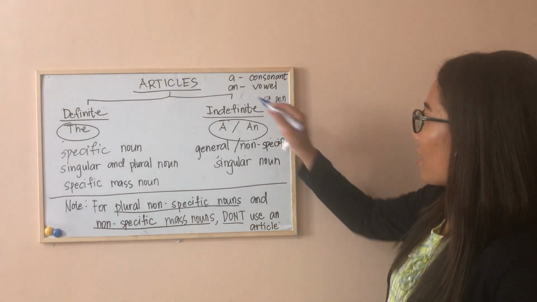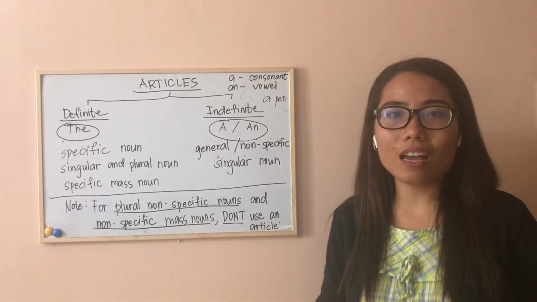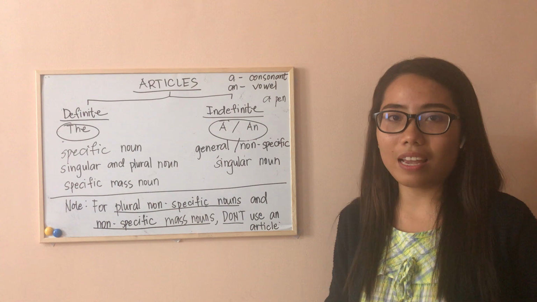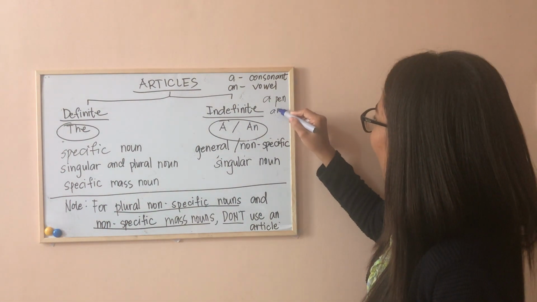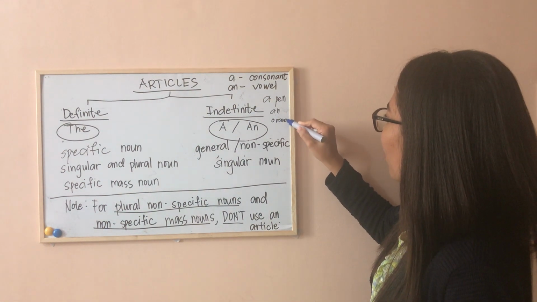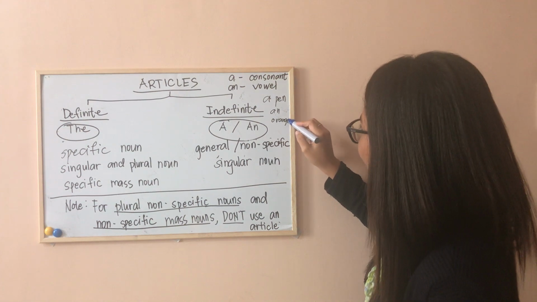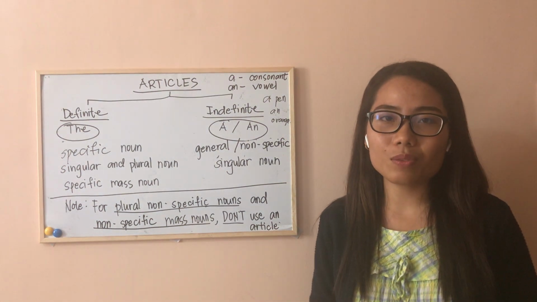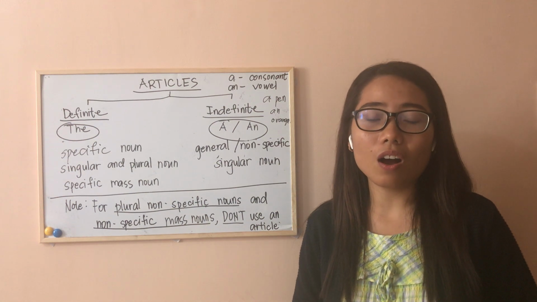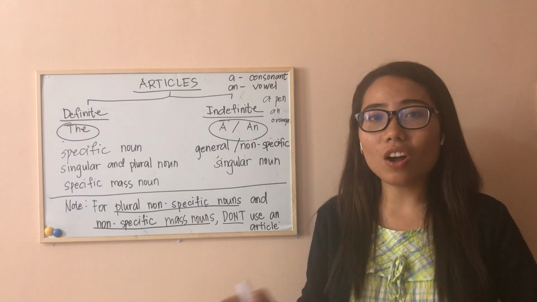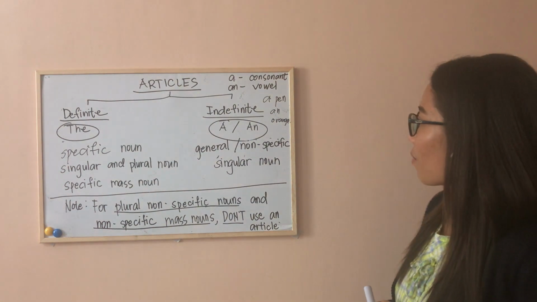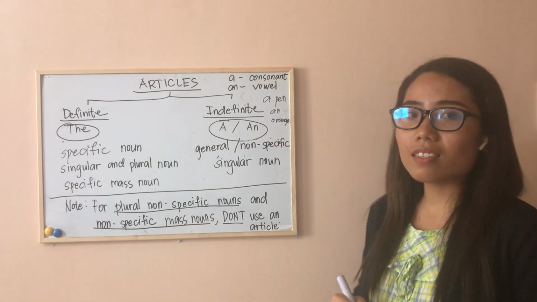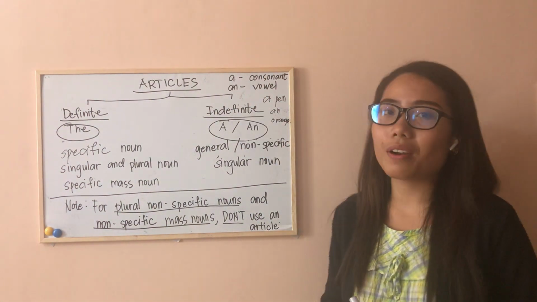Now we use "an" before a noun that starts with a vowel sound. For example, an orange. I'm not sure if you can see this, but it's an orange. The word "orange" starts with a vowel sound. Okay, so remember, "a" for consonant and "an" for vowel.